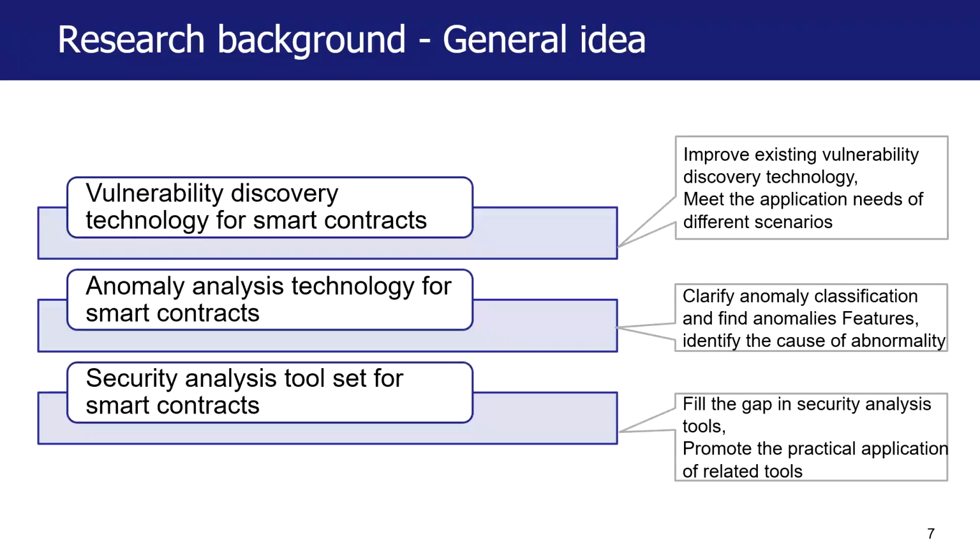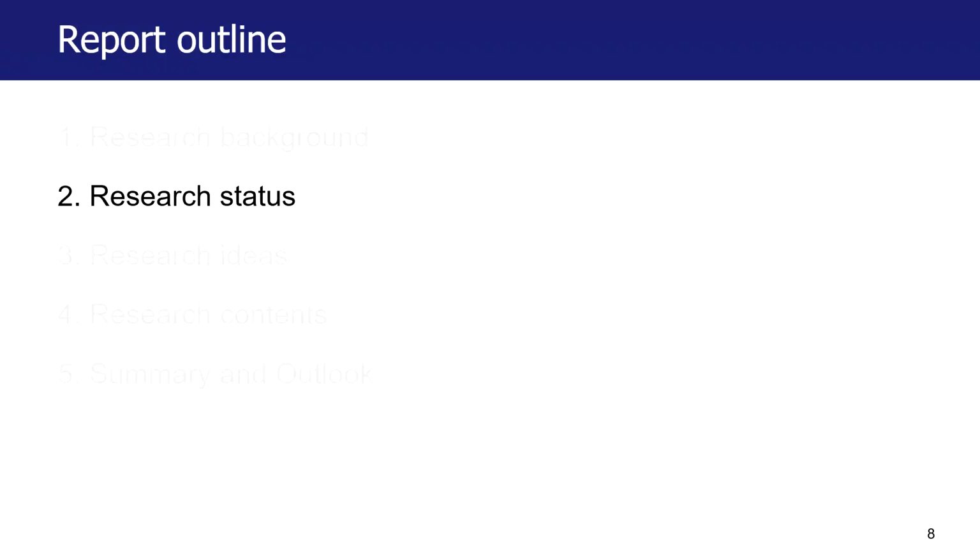The general idea is vulnerability discovery and anomaly analysis technology for smart contracts, and a security analysis tool set for smart contracts. It is also intended to improve existing vulnerability discovery technology, clarify anomaly classification, find anomaly features, identify the causes of abnormality, and provide tool sets to fill the gaps in the security analysis tools.